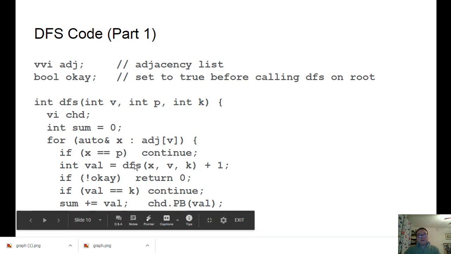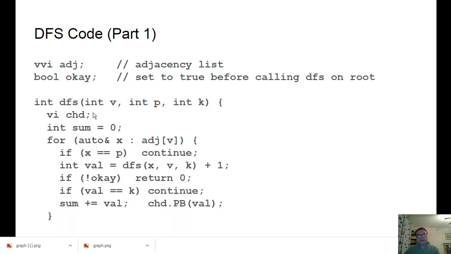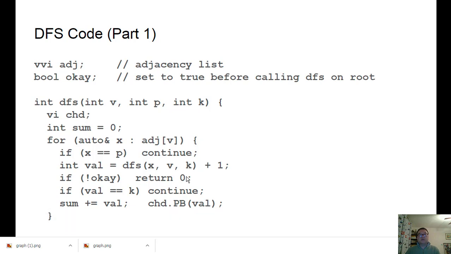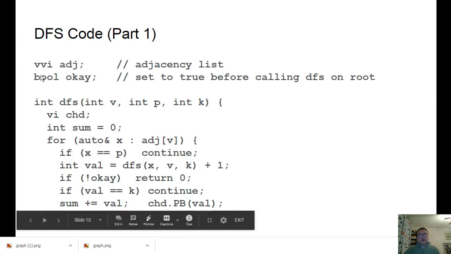And because when I call this child DFS, if it fails, it will set OK to false. So for efficiency purposes here, whenever I detect failure, I will simply return 0 because it doesn't really matter what I'm returning at this point. So long as somewhere OK is set to false, then overall we know this has failed.